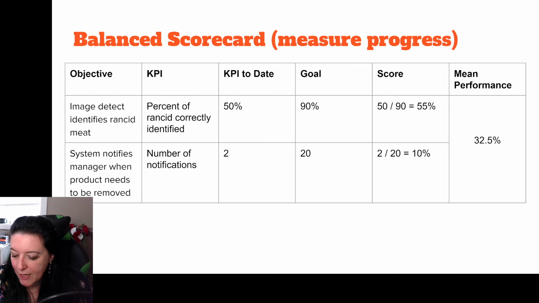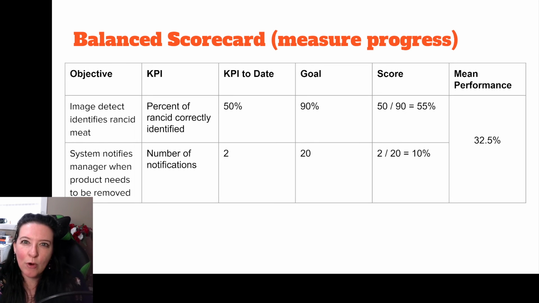Now we had another objective, which was the system notifies the manager. So how many notifications do we have? We're measuring the success of this based on the number of notifications the manager has received. Well, to date, the manager has received 2 notifications. We want the goal to be about 20. We're 10% of the way there. So you can see how that KPI to date can get higher, closer to the goal. That makes the score go higher.